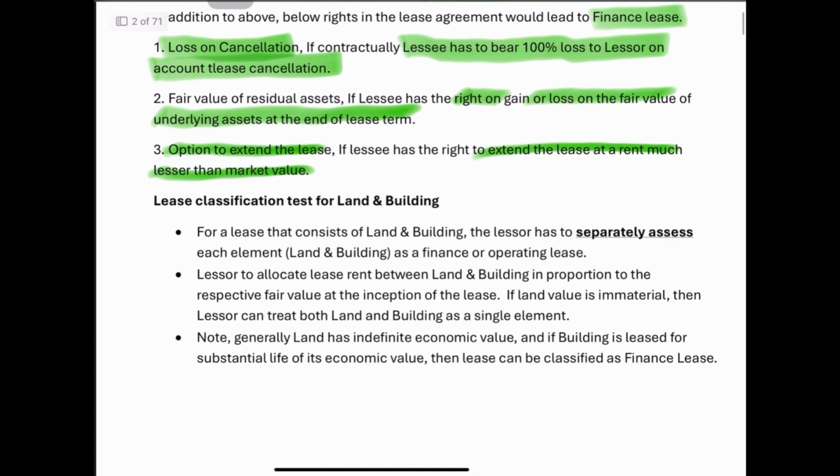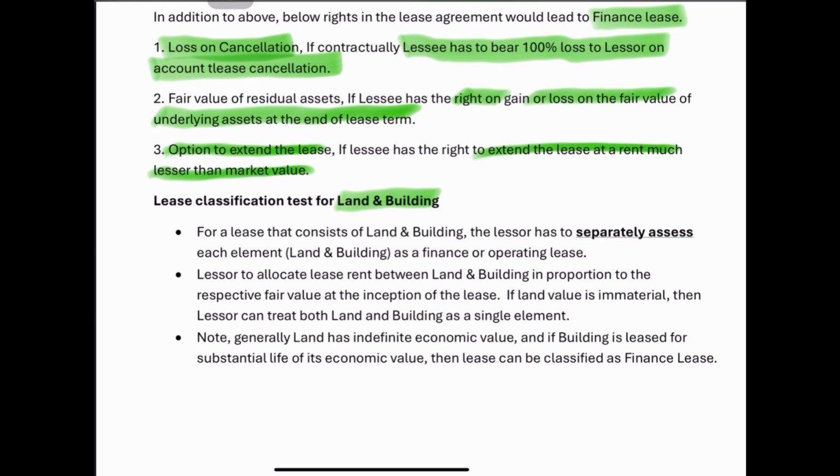Then we'll go through some specific examples with respect to land and building, because practically you will see most of the leases happen towards land and building. Here you have land as well as building. Somehow you have to allocate the consideration or the rental between land and building, and whether the land and building lease will be finance lease or operating lease, that we can go through here.